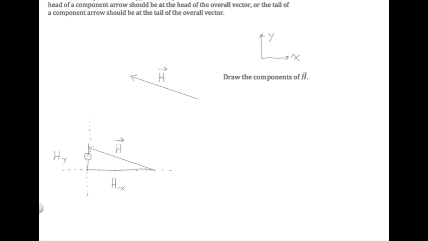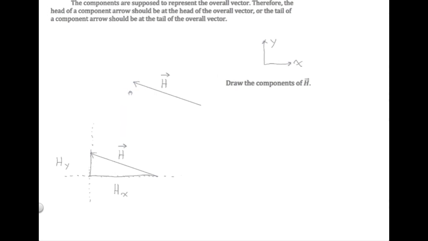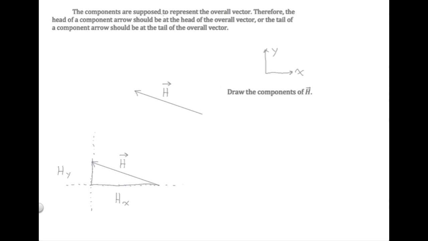Now we have to put arrows on the components because the components are also vectors. Components of a vector are also vectors, so they have to have directions. So what are the directions of these components? Well, that's where this rule comes in. The components are supposed to represent the overall vector.